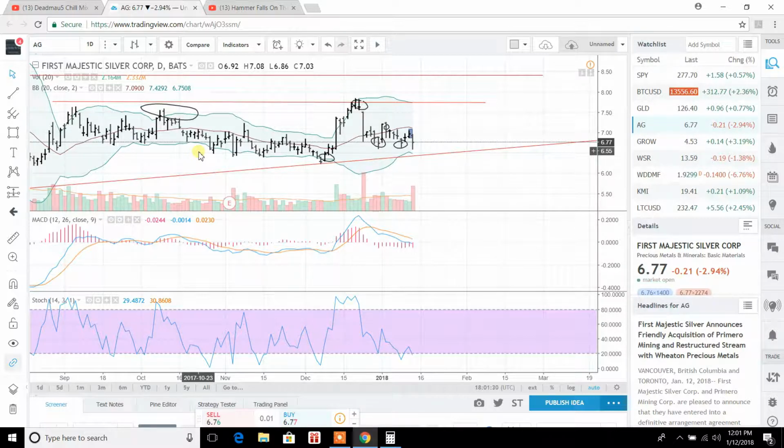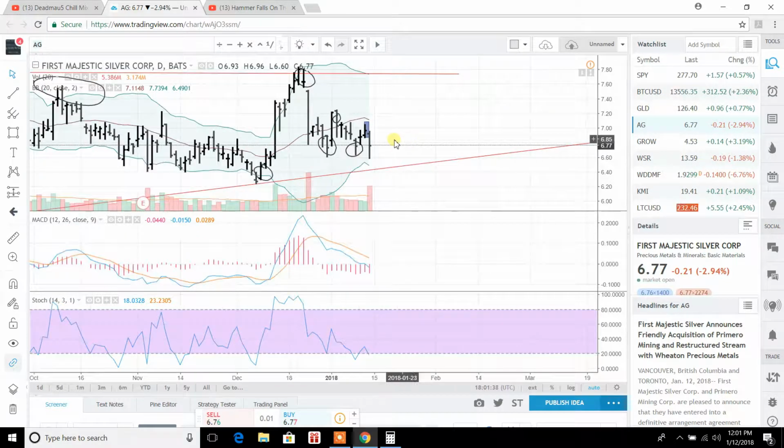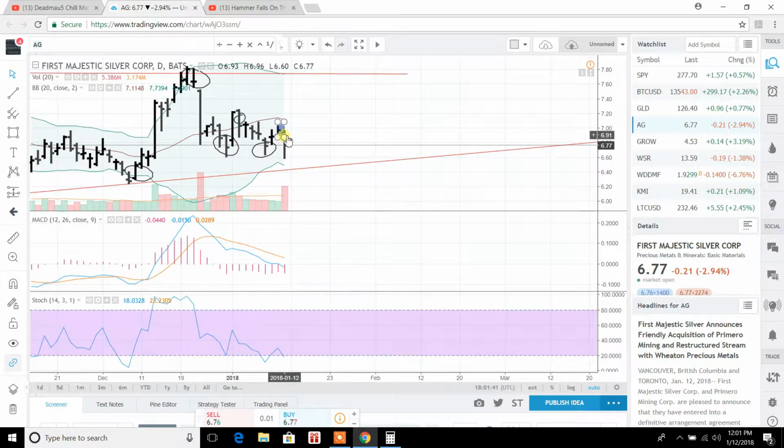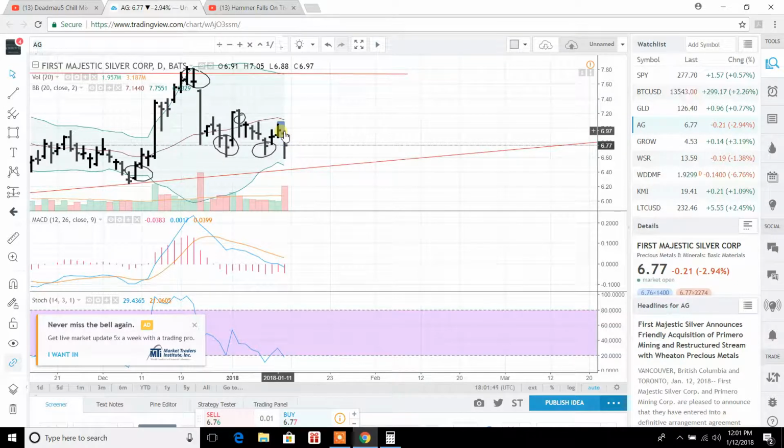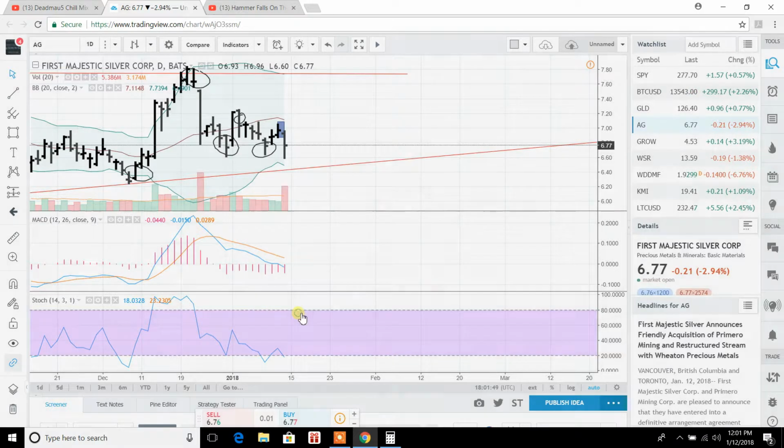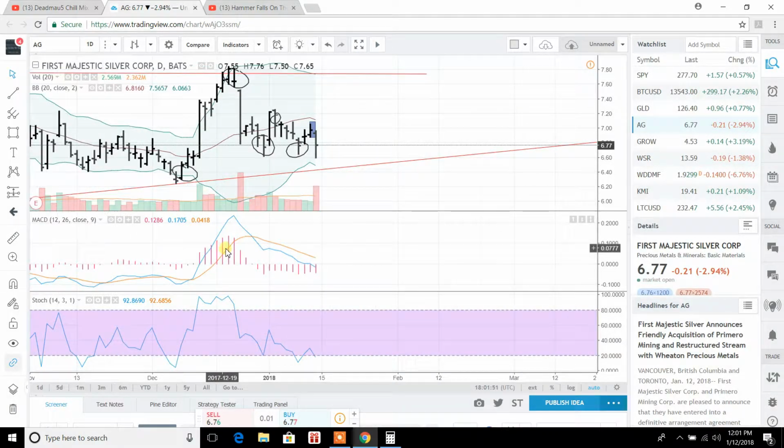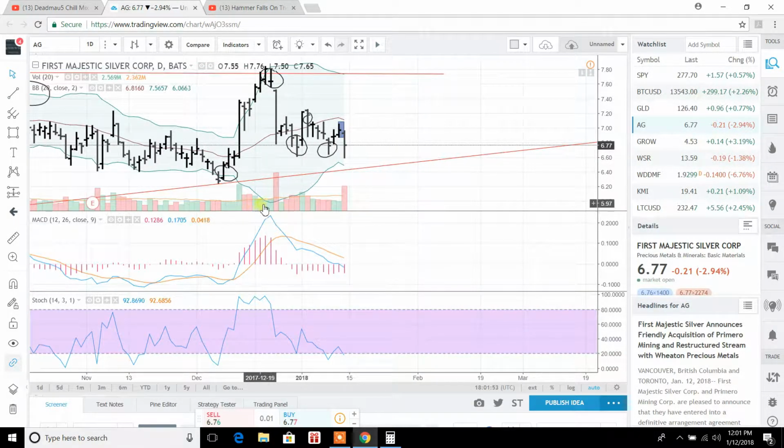So just getting started here. This is stock AG. This is First Majestic Silver Corporation, and you see this little square here? That little square that I marked right there is where I bought in, and I actually have money on the table on this one.